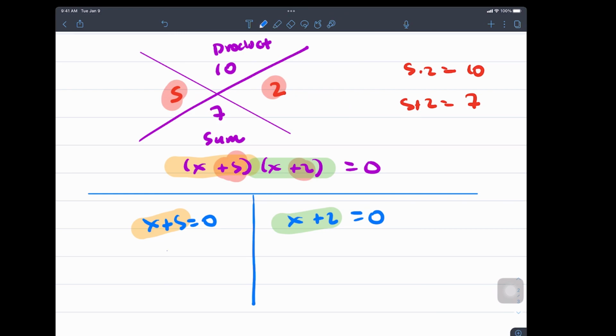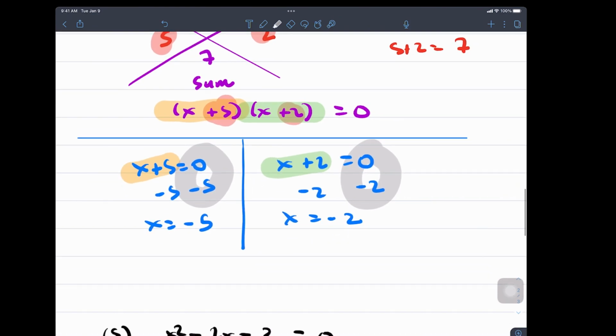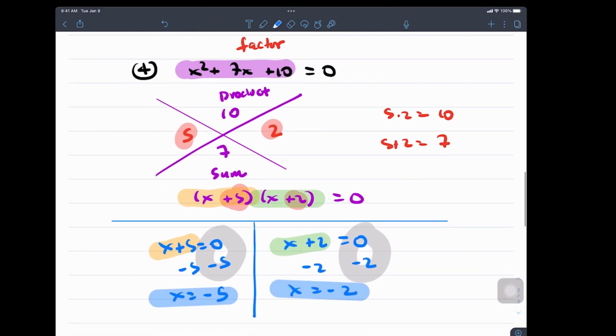Okay, you guys see what I'm saying? And then you solve each one for x. X plus 5 is 0, so x is minus 5, and here x is minus 2. So 0 minus 5 will be negative 5, and 0 minus 2 is negative 2. So x is negative 5 here, and then x is negative 2. There we go. So we've been solving these kind of equations, right? You guys understand?